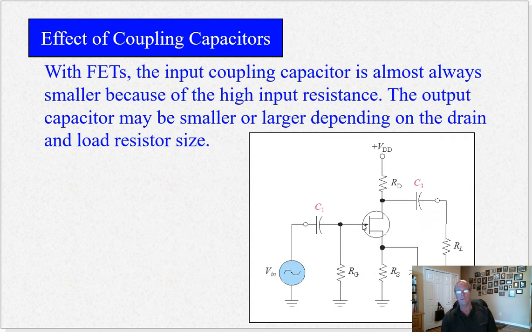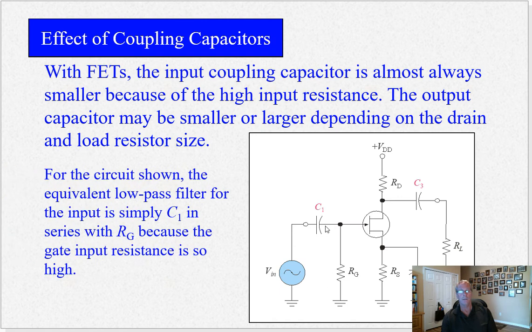Now, field effect transistors, as you know, have a very high input impedance. They're almost invisible to the source, as far as a resistive or impedance load. So all we have is this gate resistor here and C1. So it's simply C1 with RG. That's the filter. We don't have to worry about anything else.